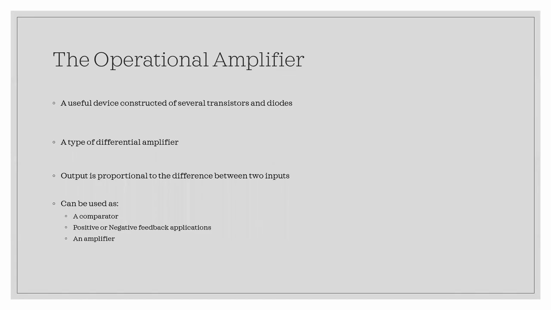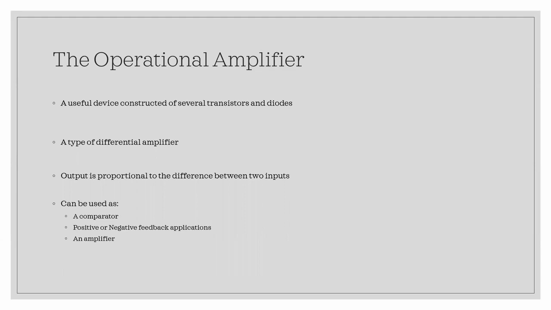So what is an op amp? It's a device constructed of several transistors and diodes, and the exact configuration of those transistors and diodes varies with the model, but they all share very similar properties. So we're just going to go over the general properties, and then later on, if needed, you can modify them to match the exact configuration that you need.